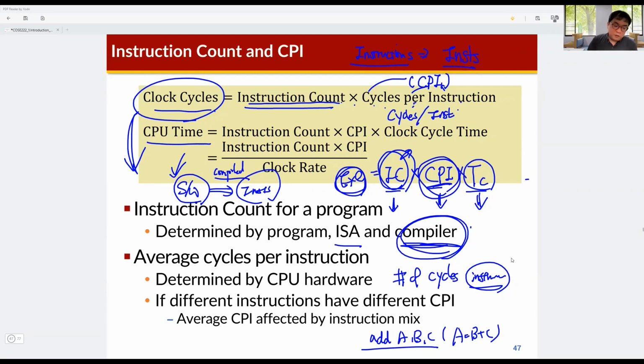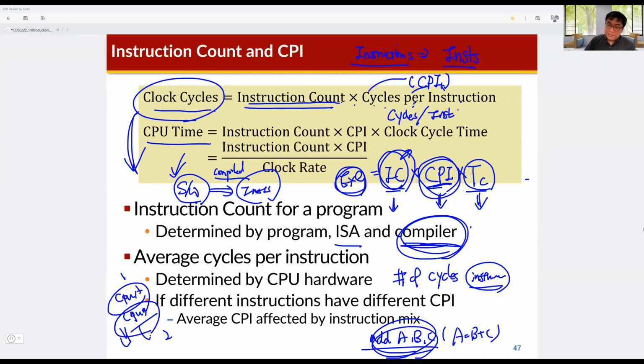So for example, this is CPU A, and this is CPU B. CPU A requires 1 cycle to execute this add instruction, and CPU B requires 2 cycles to execute this add instruction. Then this is a worse CPU. So it is determined by hardware. Also, it is determined by the architecture of the CPU. Okay.